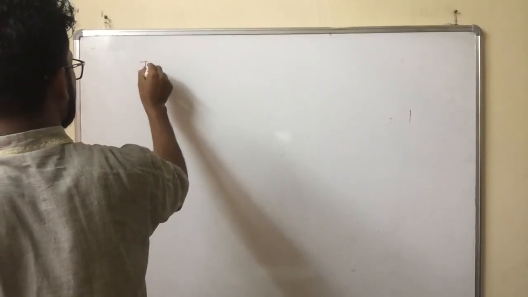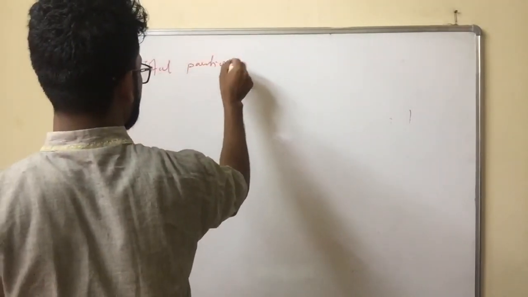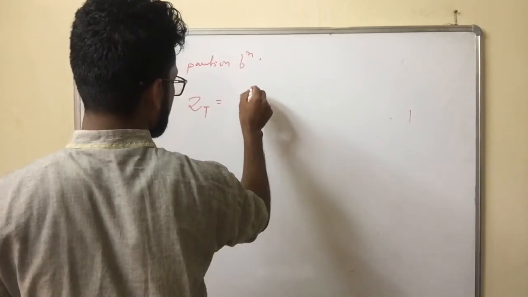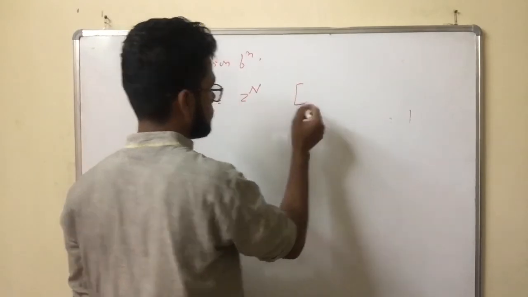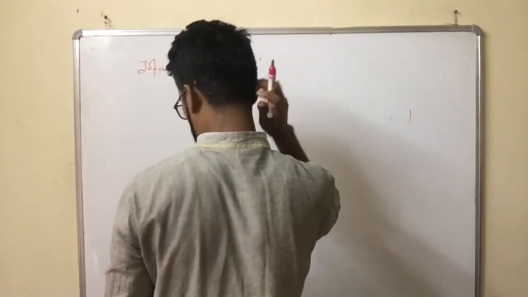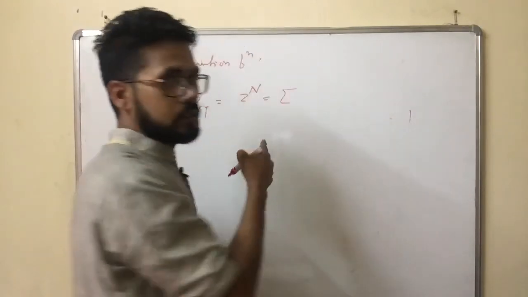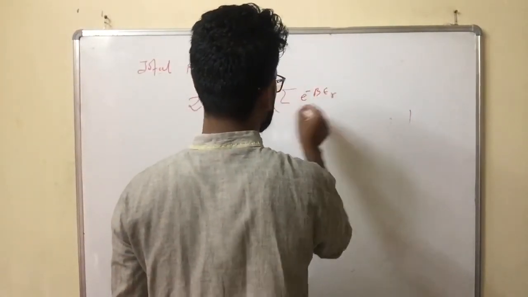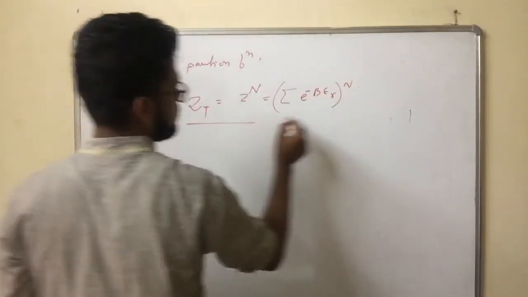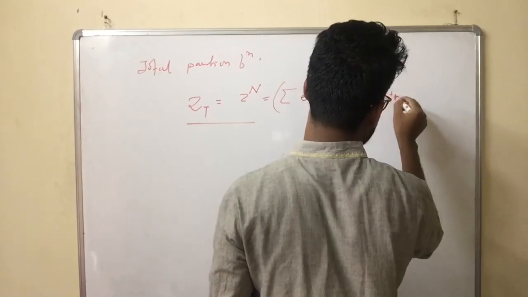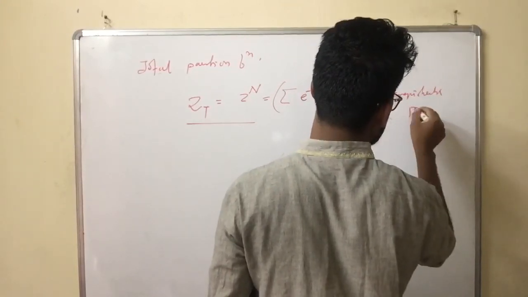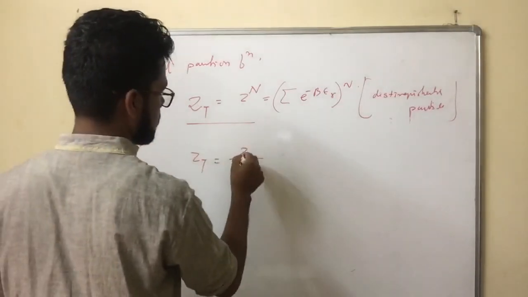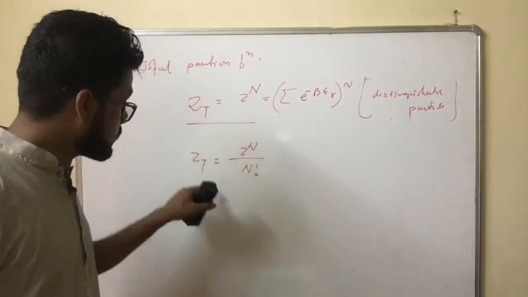Now the total partition function Z_T equals z to the power N. I am writing only the non-degenerate system; for a degenerate system you have to put the sum of e to the minus beta E_r to the power N. This is for distinguishable particles. And Z_T equals z to the power N divided by N factorial. This is the total partition function.